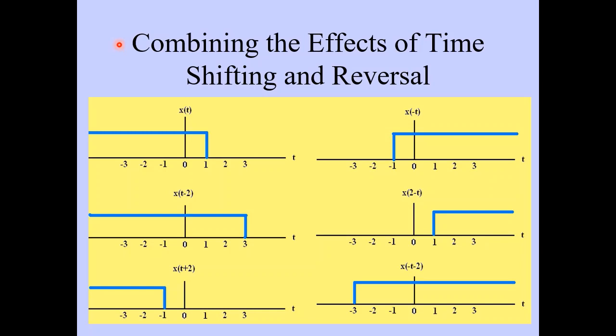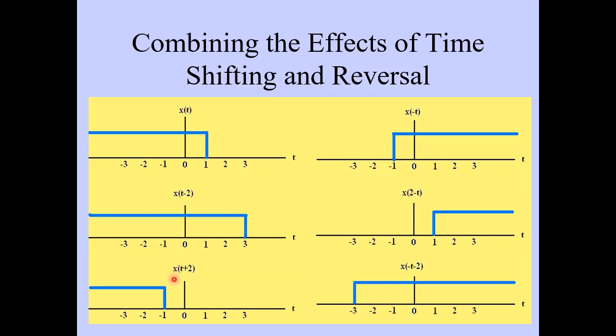So we can combine these effects of time shifting and time reversal. Let's take a look at an example where I've shown the signal x of t as a step function, which will make it a little easier to see what's going on. So this is our original signal x of t. Now we've already seen that if we go x of t minus 2, we're simply delaying the signal, which means we shift it to the right by 2 seconds. So this edge here, instead of being at 1, is now at 3, and we get this result.